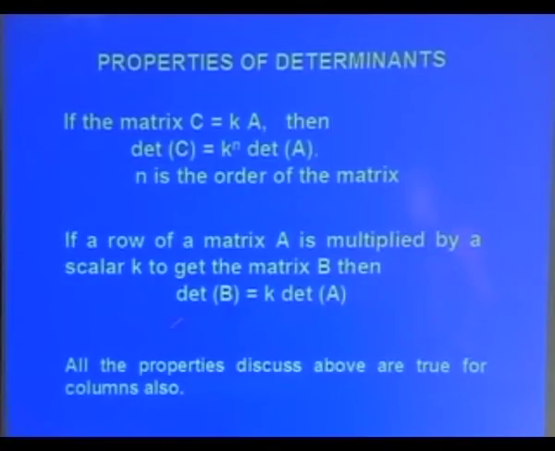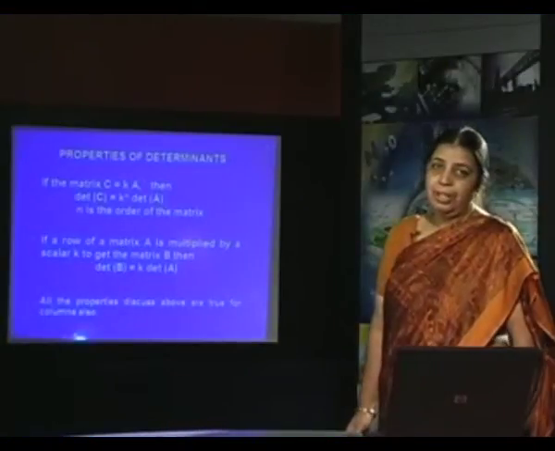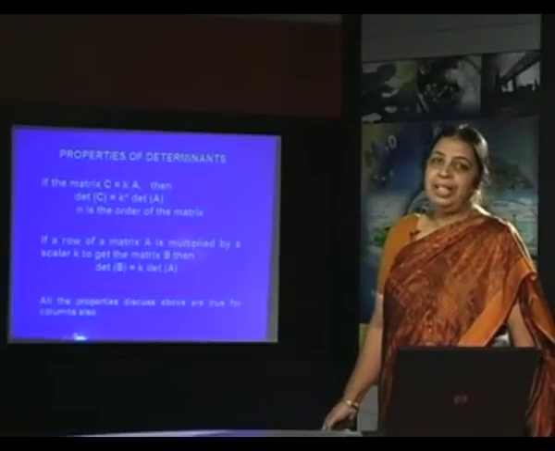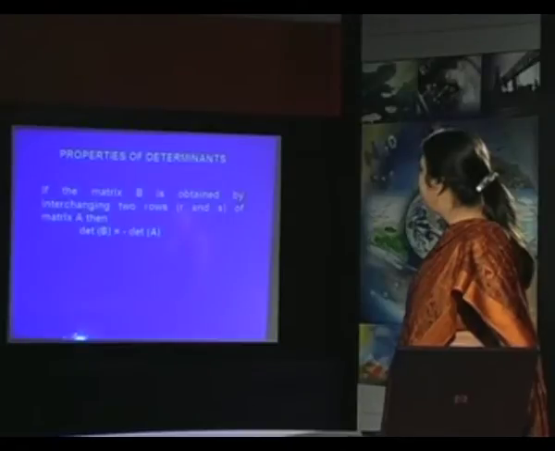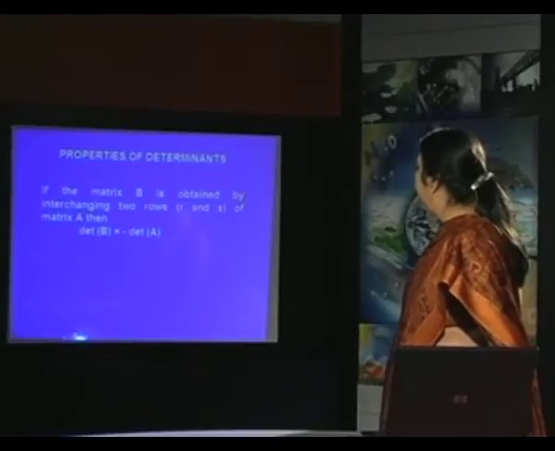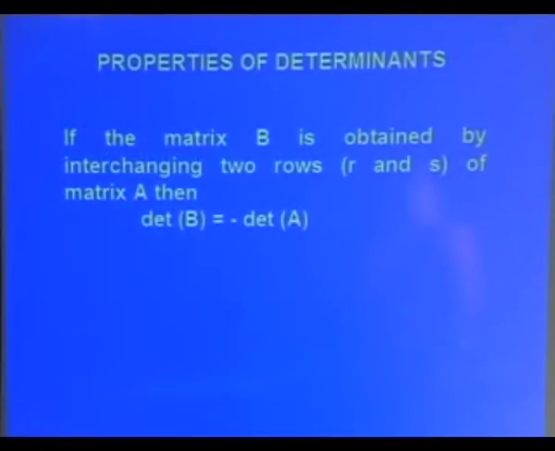Now the properties which we have discussed so far, we have proved them for rows, but they are applicable to columns also. So all the properties are applicable to rows as well as columns. Now if the matrix B is obtained by interchanging two rows, namely R and S of the matrix A, then determinant B is the negative of determinant A. That means when you interchange two rows of a matrix, then this minus sign will come in.